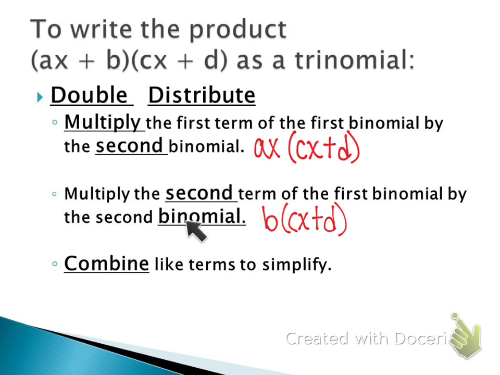So that's why they say it's double distributing. I would distribute the ax into cx plus d. I would also distribute b into the cx plus d. And then at the very end, I would combine like terms.